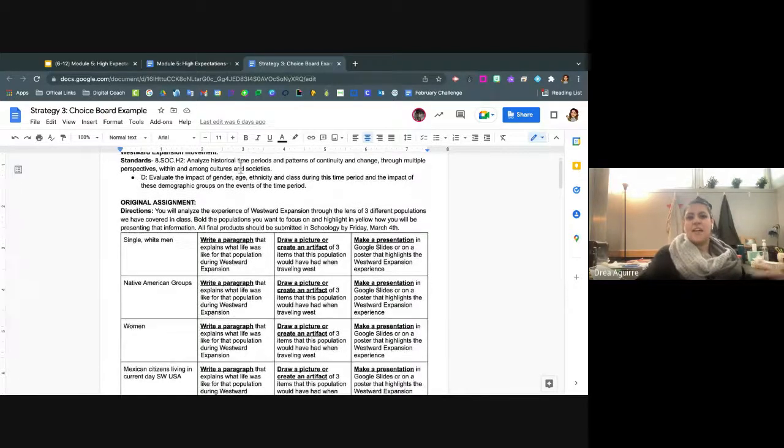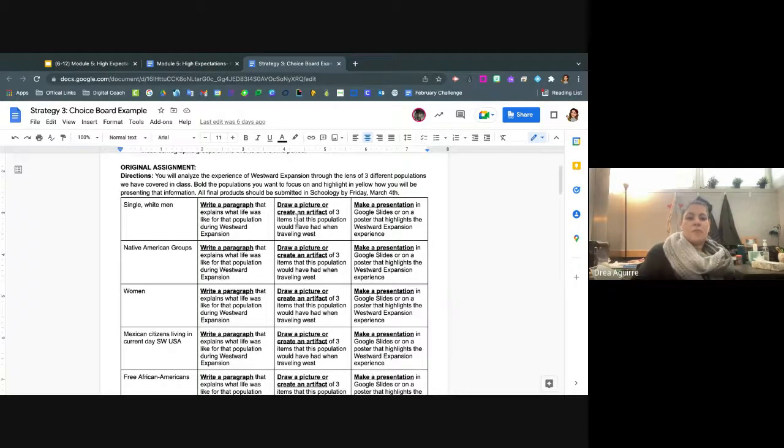So they're analyzing historical time periods and patterns of continuity and change through multiple perspectives within and among cultures and societies. And so what I also really need to ask them to do, a subset of that standard, is to just look at how different social identity markers impacted the event or time period. So how they experienced it differently because of their social markers.